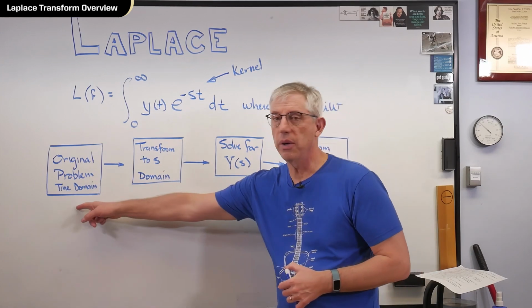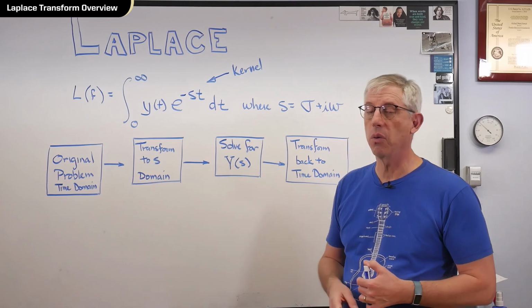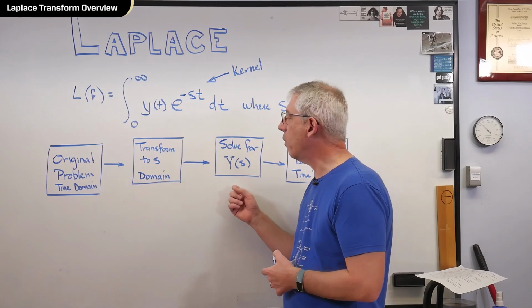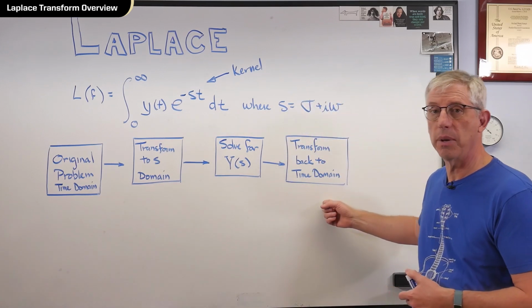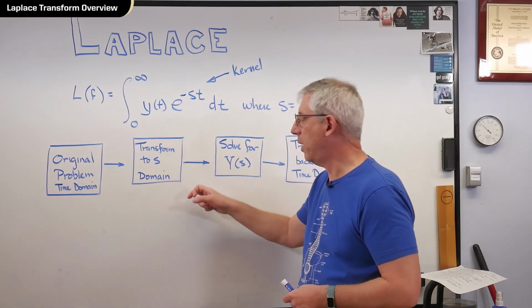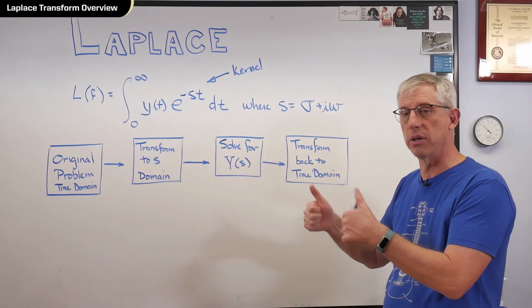Well, it's hard to do here. We're going to transform it into S domain, and we're going to find a function y of s that's easier to find. Once we find y of s, we're going to transform it back into the time domain. So problem we don't know how to solve, problem we do know how to solve, transform it back to where it needs to be, now we're good to go.